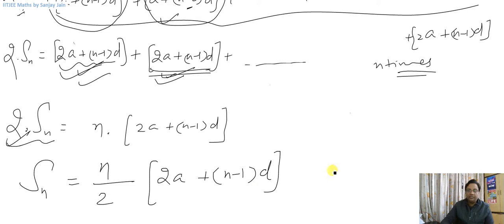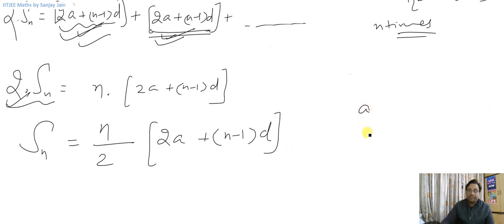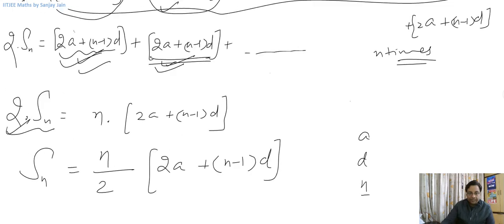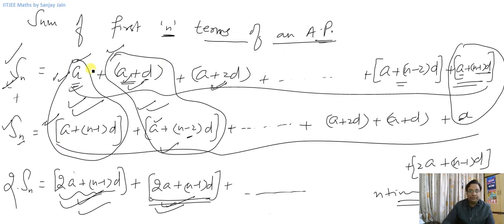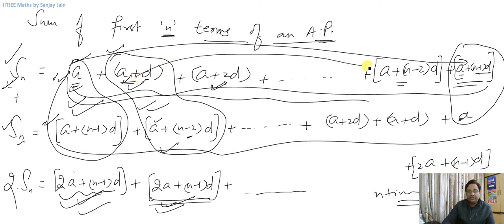So this is the sum of first n terms of an AP, where a is my first term, d is the common difference, n is the number of terms, right? Now you can observe that 2a plus (n minus 1) into d is being multiplied with n by 2, right? When you see this sum, you know that first plus last, second plus second last will give you the same result, that is 2a plus (n minus 1) into d.